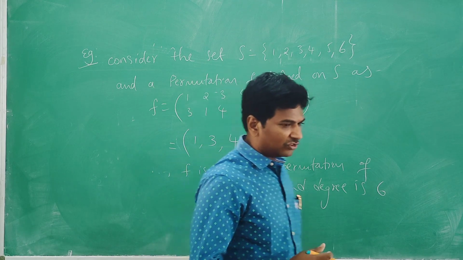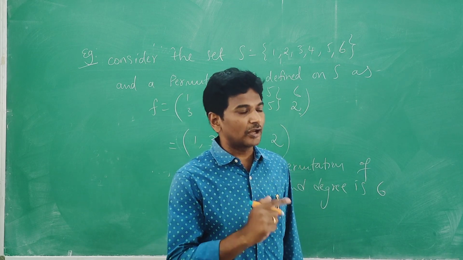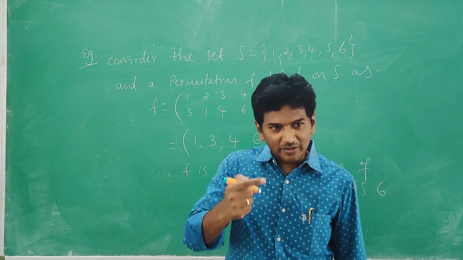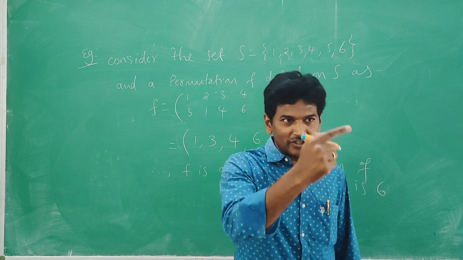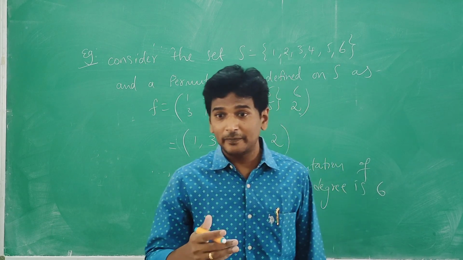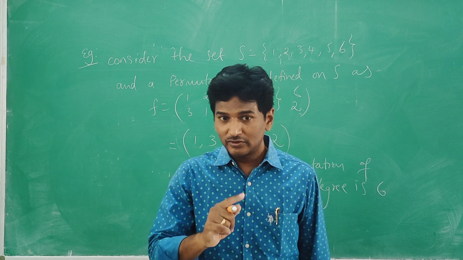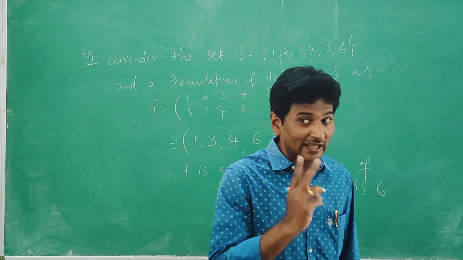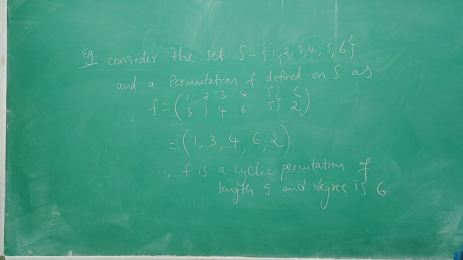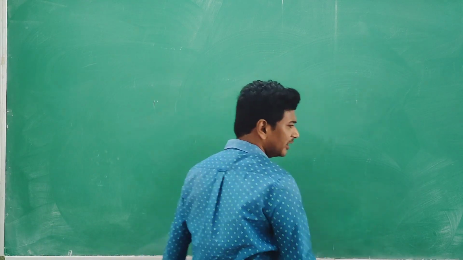Suppose the permutation is of length 1, that is called an identity permutation. Already we discussed in earlier classes about identity permutation. Each element has the same image: 1 to 1, 2 to 2, 3 to 3, 4 to 4, that is called an identity permutation. If the length of the permutation is 2, that is called transposition. This is a very important definition. Next definition, transposition of length 2. The permutation of length 2 is called transposition.